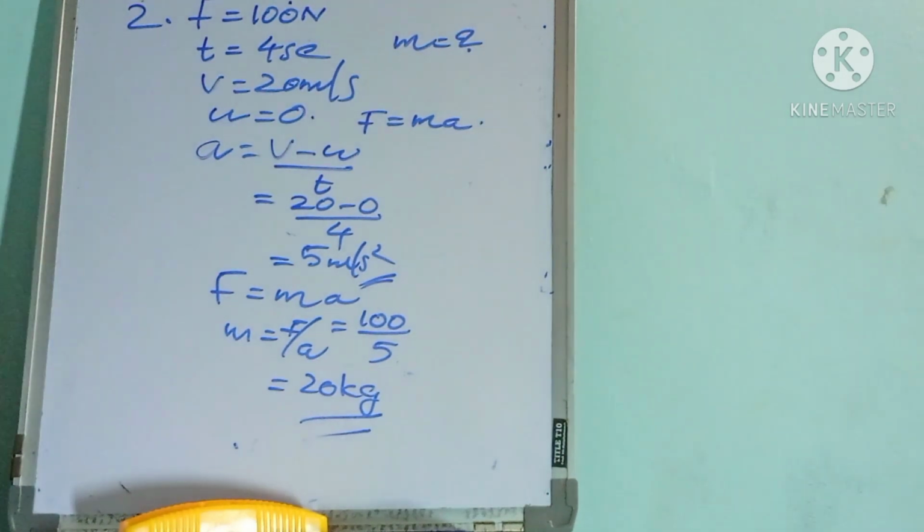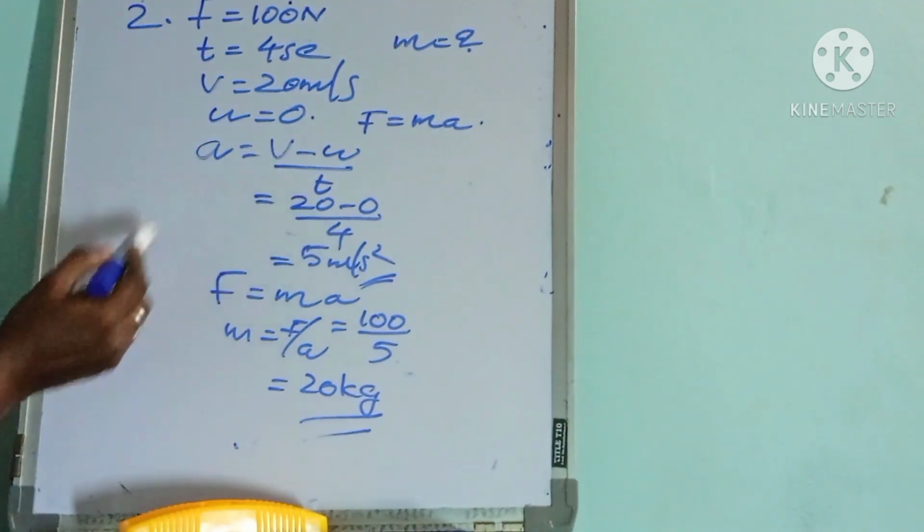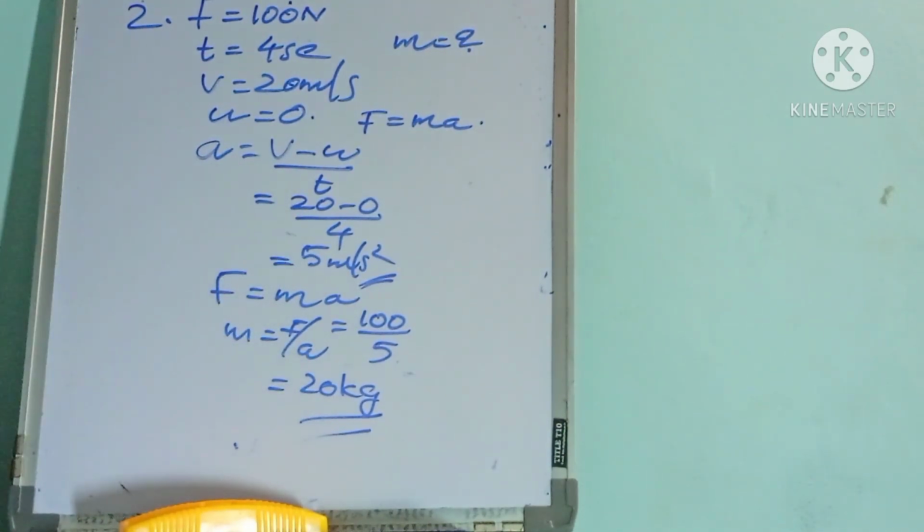Okay, but acceleration is not given in your question. But we can find the acceleration using the relation a equal to (v minus u) by t. Acceleration is change in velocity by time. So instead of v, we can write 20. So (20 minus 0) by 4. That will give 5 meter per second square.